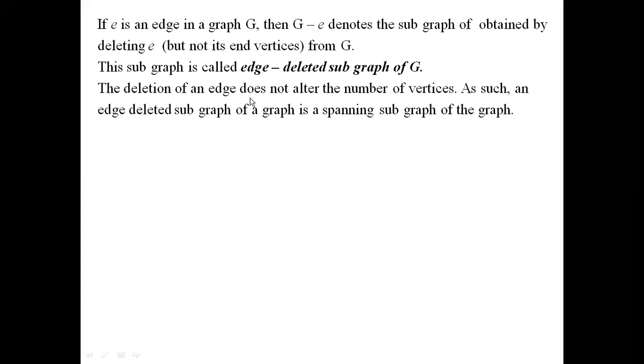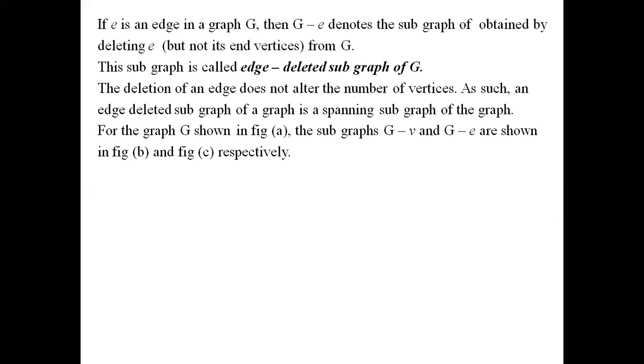The deletion of an edge does not alter the number of vertices. The deletion of an edge will not alter the total number of vertices that are there in the given graph G. As such, an edge deleted subgraph of G is a spanning subgraph of G. Since the number of vertices does not alter from the original graph, it remains the same in the edge deleted subgraph. That is the reason the edge deleted subgraph can be referred to as a spanning subgraph of the graph G.